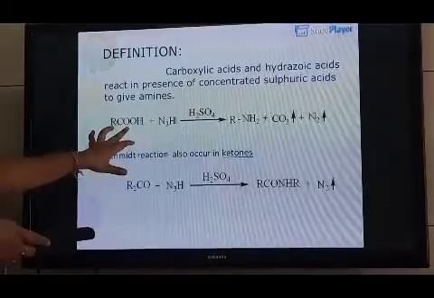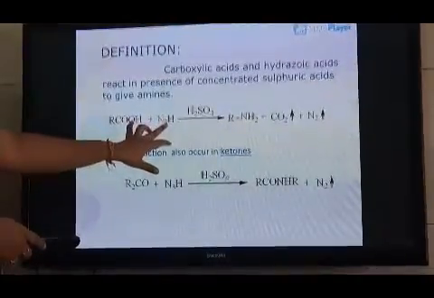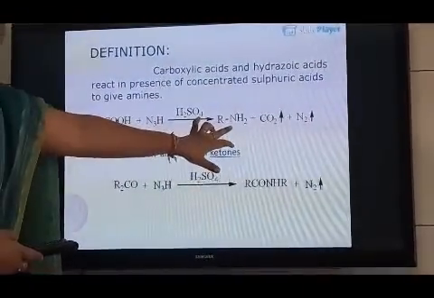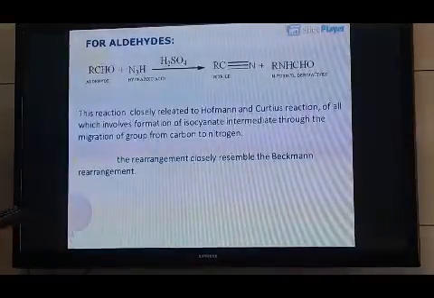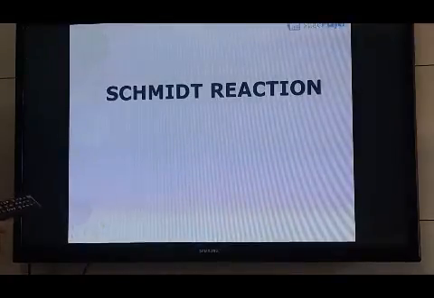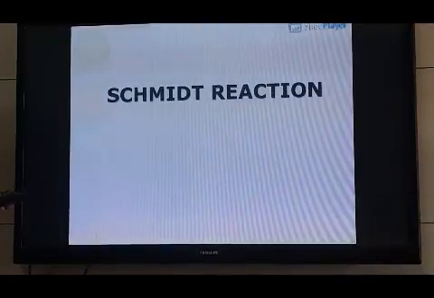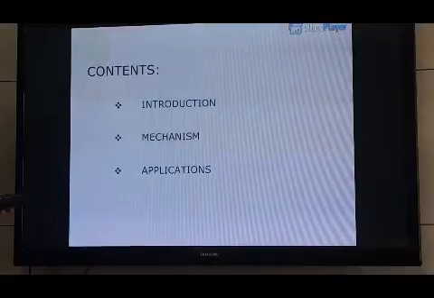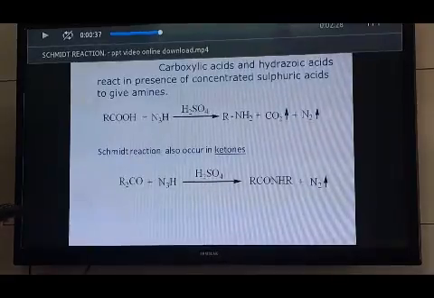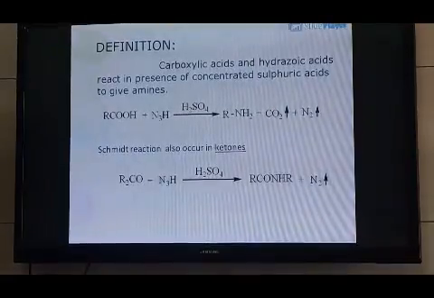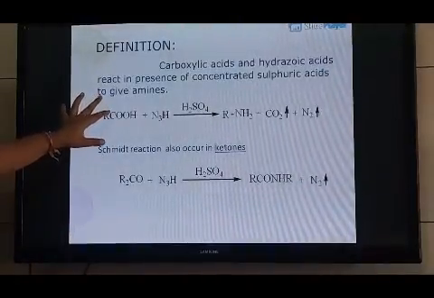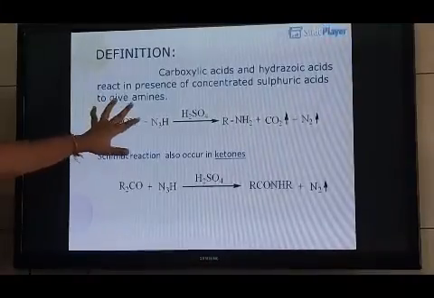Here carboxylic acids react with hydrazoic acid in the presence of sulfuric acid. It can give amines. See here, carboxylic acids and hydrazoic acid react in the presence of concentrated sulfuric acid to give amines.